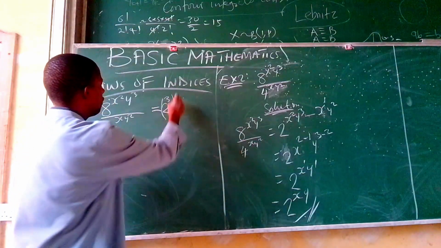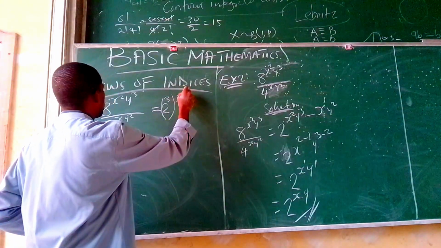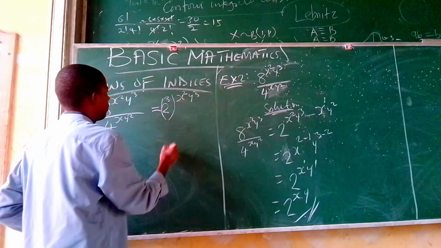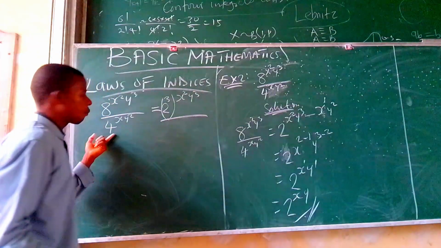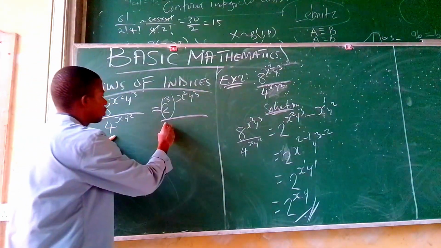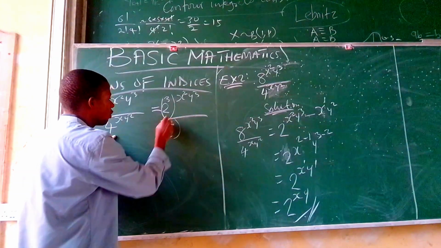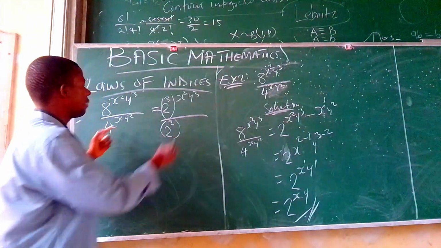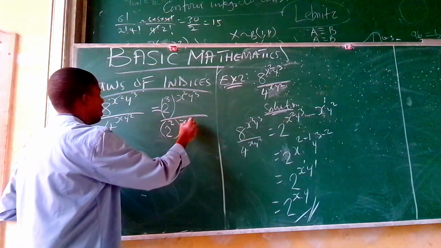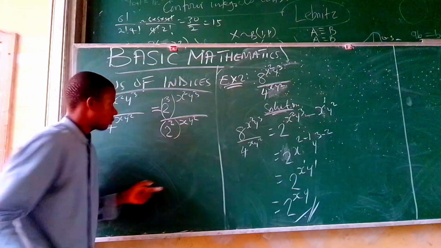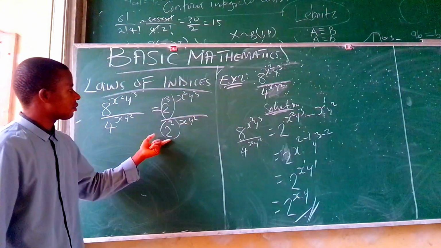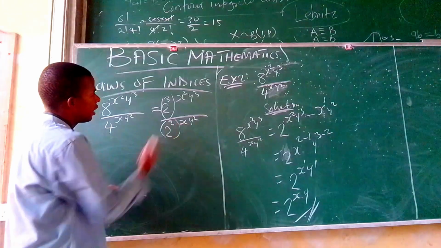Now, we have here x to the power of 2, y to the power of 3, all over, look at 4. 4, you know that 2 raised to the power of 2 still gives us 4, right? Then multiplied by x and y squared.